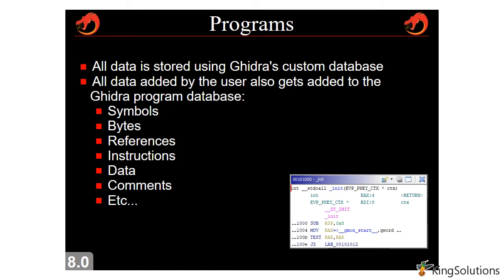Programs. All data is stored using Ghidra's custom database. All data added by the user also gets added to the Ghidra program database. This includes symbols, bytes, references, instructions, data, and comments, etc.